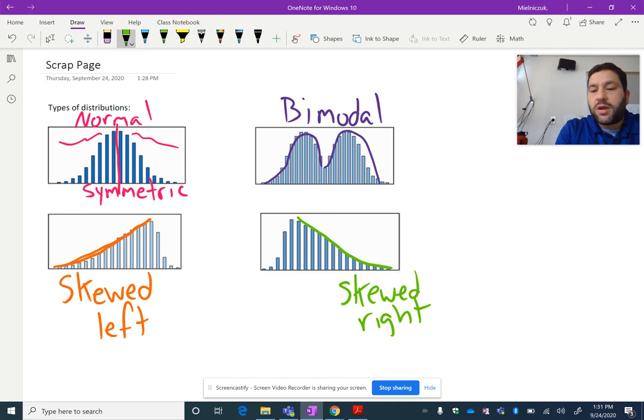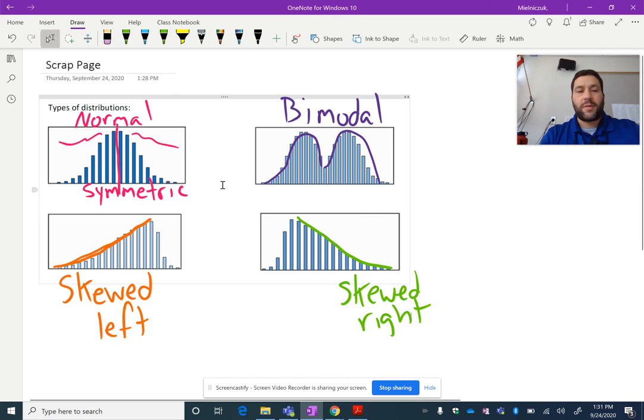So as we move forward in this lesson, these are the terms we want to be able to use to describe them: a symmetric graph, a bimodal graph, a skewed left, and a skewed right.